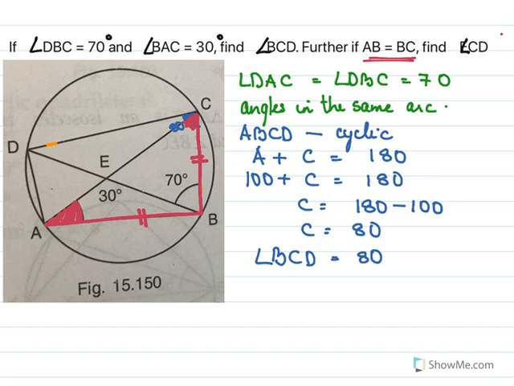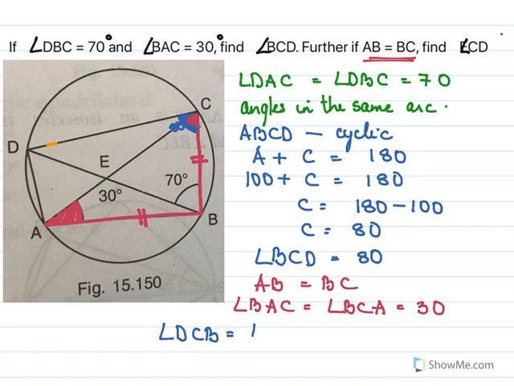So let's write it. AB equal to BC. Therefore, the angles are equal. Angle BAC equal to angle BCA, which is equal to 30. So we know first the entire angle was 80, right? We show that this entire angle is 80. So we can say now 80, that's the entire angle.